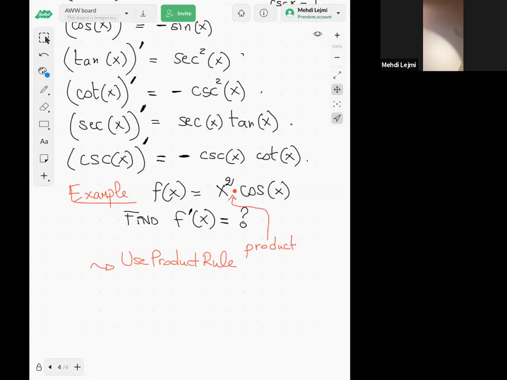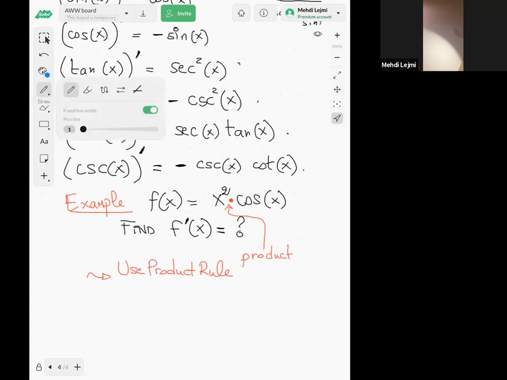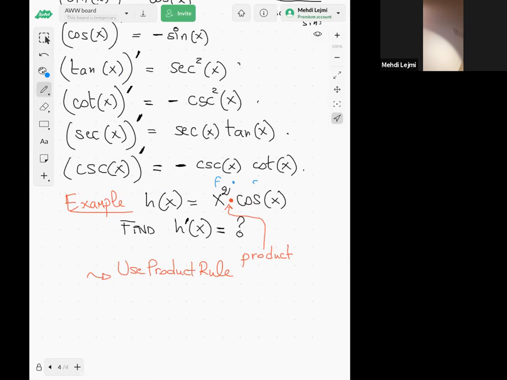Let's call this function here, instead of f, I'm going to call it h, so this is h prime. All right, what's the product rule? Let me just remind you. Let's say f times g. Then h prime, we have multiplication, so we use the product rule. The product rule says that it's f prime times g plus f times g prime.